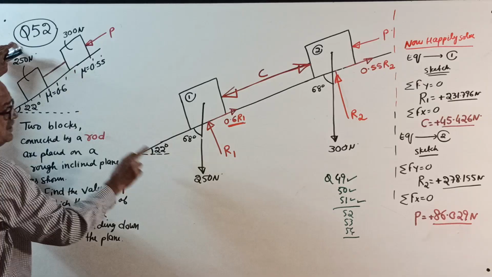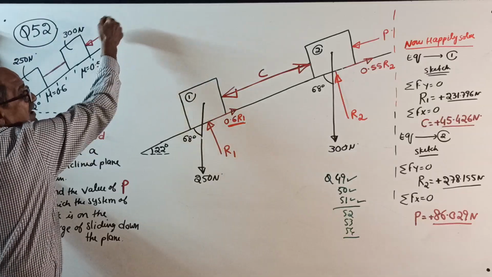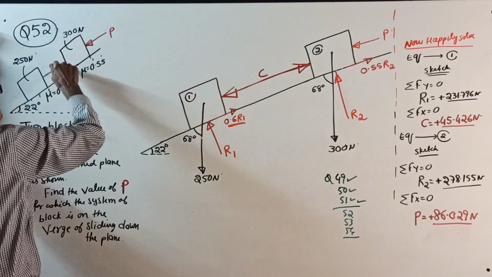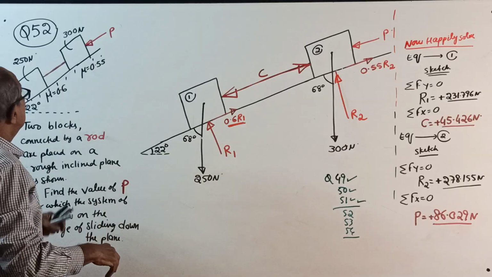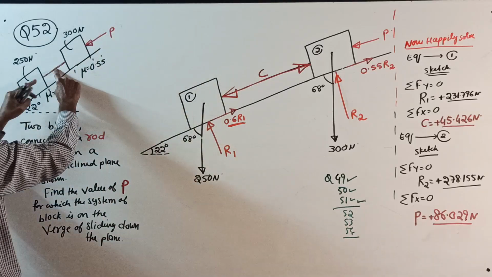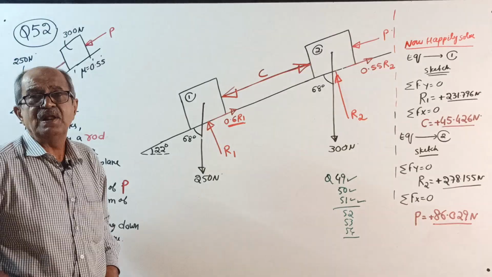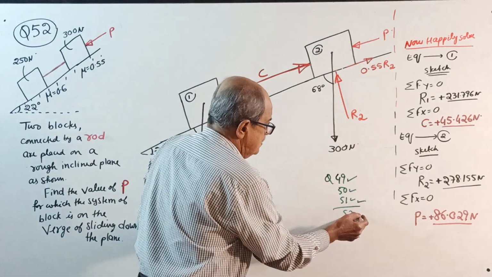Now, question 52 is how to slide down by applying a force here. Now I cannot give a cable, because if I give a cable here, when it slides down, the cable will fold. This member will be in compression, not tension. So I have to give a solid member, that is a rod. This I am doing right now.